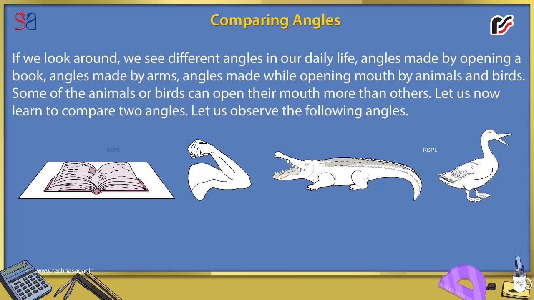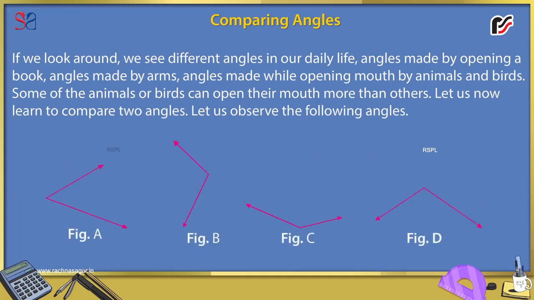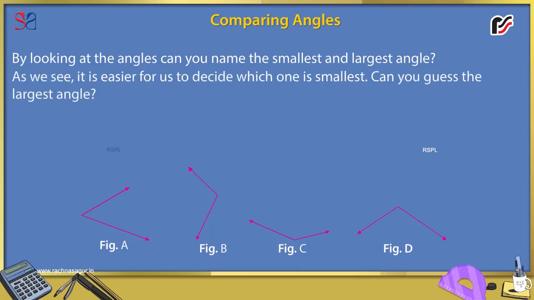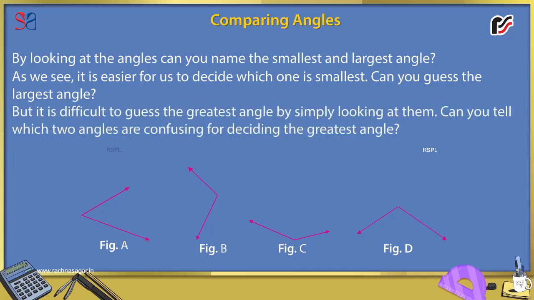Let us observe the following angles. Figure A, Figure B, Figure C, Figure D. By looking at the angles, can you name the smallest and largest angle? As we see, it is easier for us to decide which one is smallest. Can you guess the largest angle? But it is difficult to guess the greatest angle by simply looking at them. Can you tell which two angles are confusing for deciding the greatest angle?